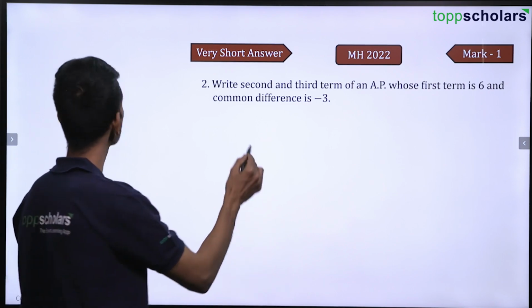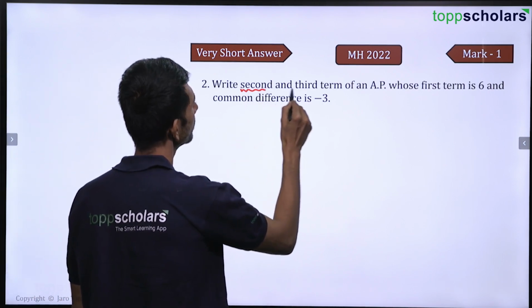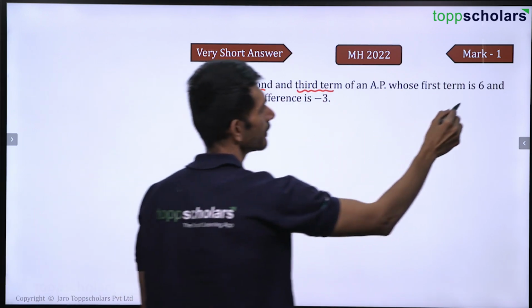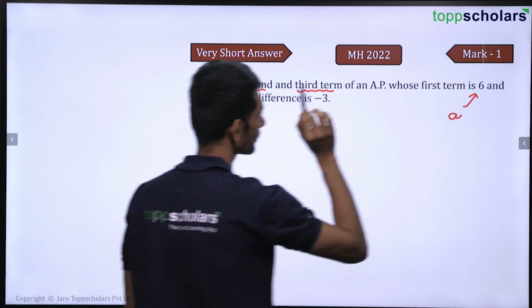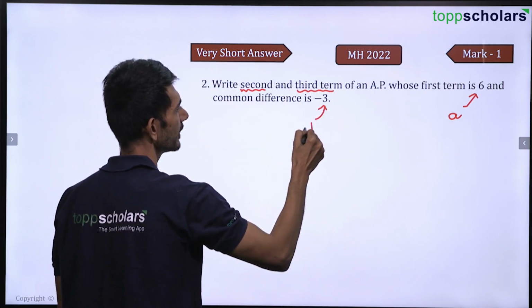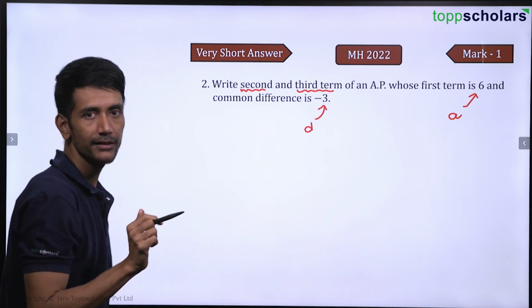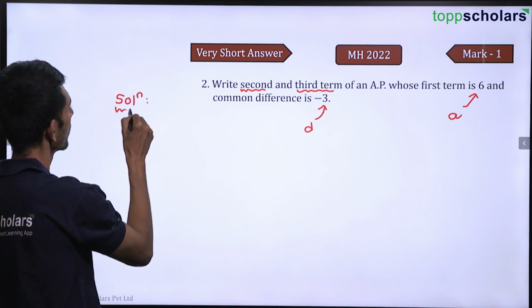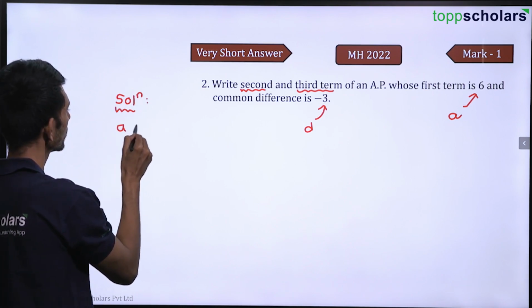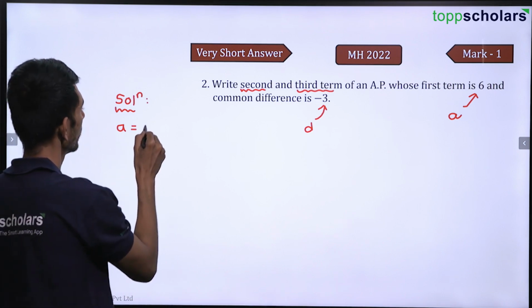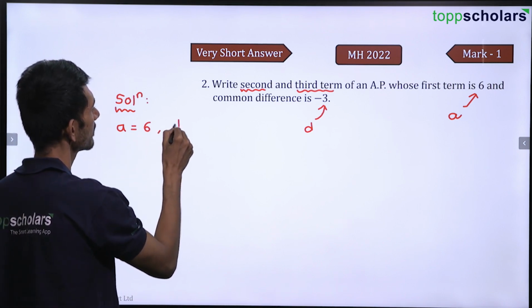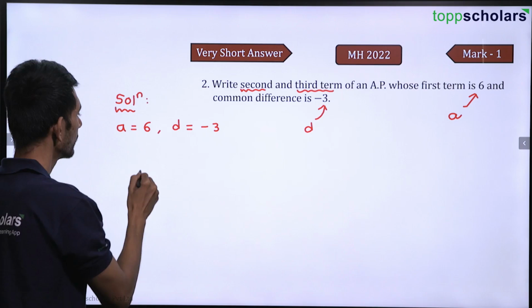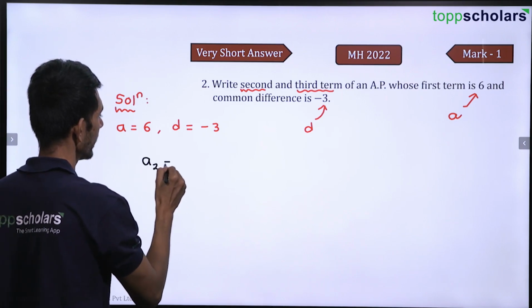Write second and third terms of an AP. Second term and third term of an AP whose first term is 6. First term is 6. So can I say A is 6? The common difference D is minus 3. This is given. Let's move on to the solution. What is given? The first term A is 6. Common difference D is minus 3. We are supposed to find out the second term. Second term is A2. Can I say A2 is A plus D?